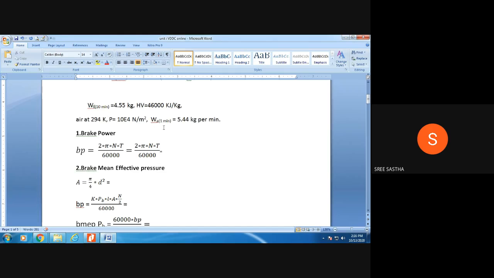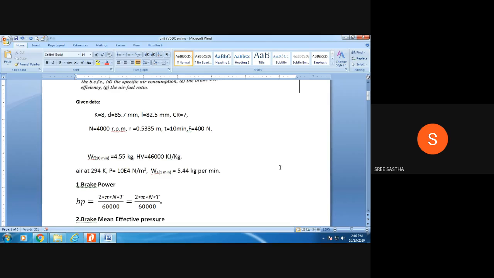Okay, for air, they have directly given it for 1 minute, so we can directly use it, that is the mass of the air per minute, in the formula, whereas here you can't use it directly, it is given for 10 minutes, so you have to divide by 10 to get 0.455 kg per minute. Okay, now have you understood the given data or not?